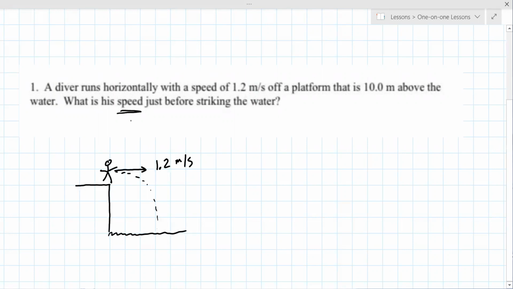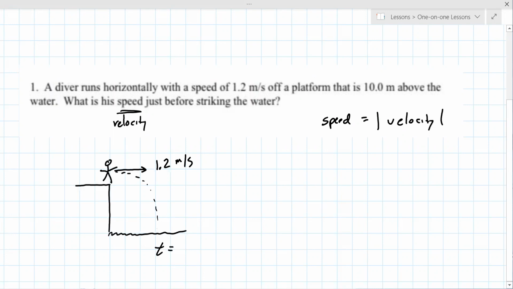Speed is another word for velocity, but it's slightly different. Speed is always equal to the absolute value of velocity, because he's actually going down when he hits the water. So the emphasis here is on finding the velocity. So we need to know the time. Surprisingly, we need to know the time when he hits the water.